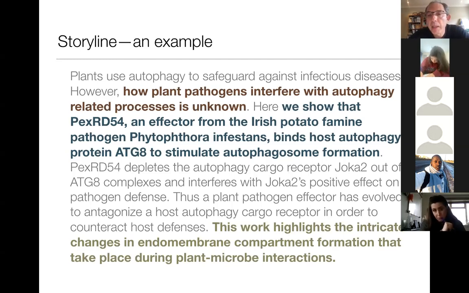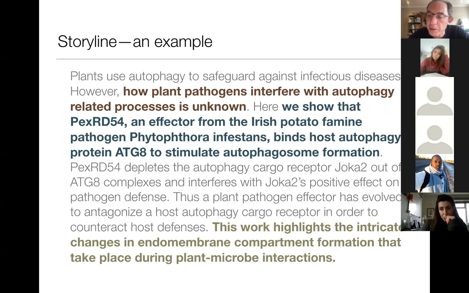And we don't completely answer that question, of course, but we do contribute some knowledge that addresses that question. And then we have our finding in one sentence again. We show that this effector binds a host autophagy protein to stimulate autophagy. And then we have a bunch of results. And then at the end, that last sentence is very interesting. I want to think about that sentence for a moment. This work highlights the intricate changes in endomembrane compartment formation that take place during plant microbe interactions.